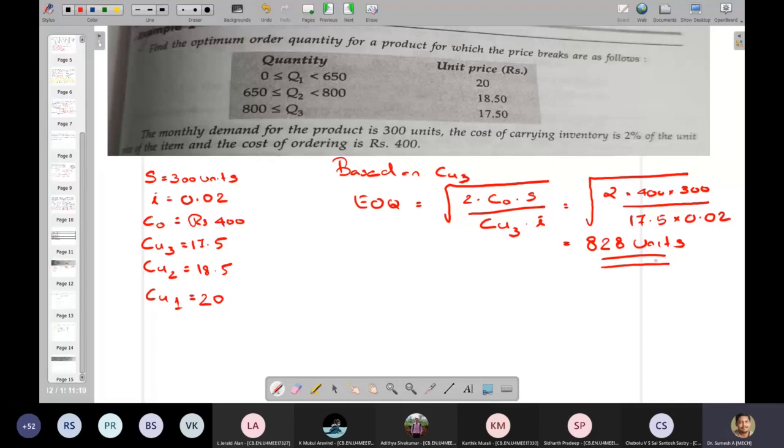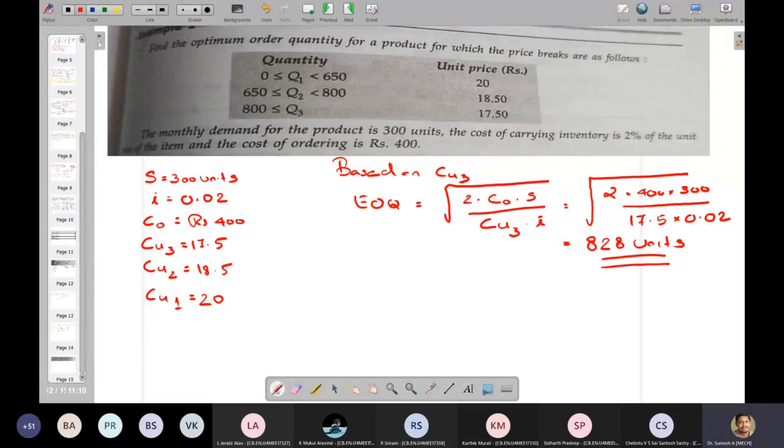So what is the situation here? You can see that it is 800 less than or equal to Q3. That is the condition given over there. So definitely you can go for ordering 828 units. Taking the discount is advisable in this case.